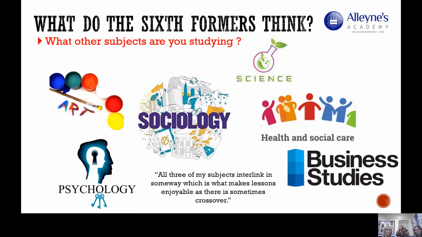We also asked what other subjects they were studying. You can see we've got quite a broad range here, from art all the way across to science. Things like psychology and sociology, English language goes really well with, because you're covering quite similar topics and concepts and theories and things like that. But you can see here that our current sixth formers are studying a range of different subjects alongside English language.